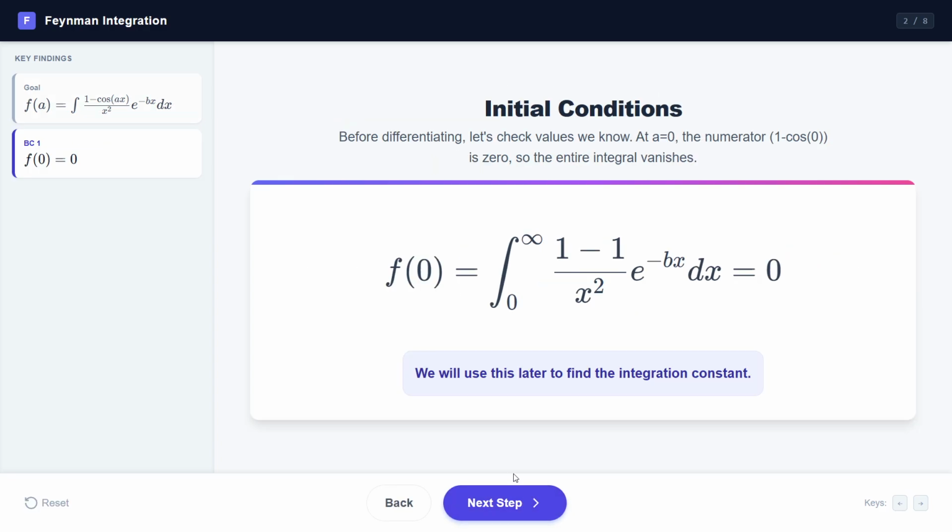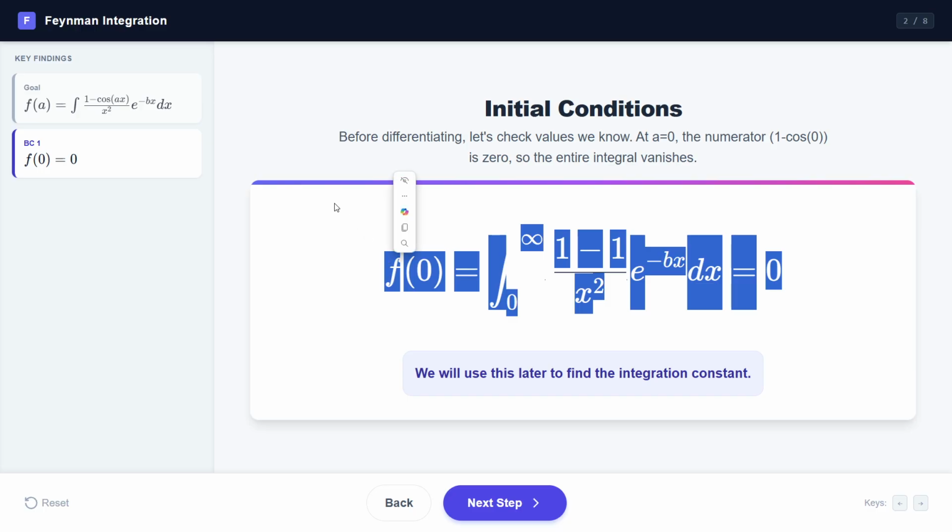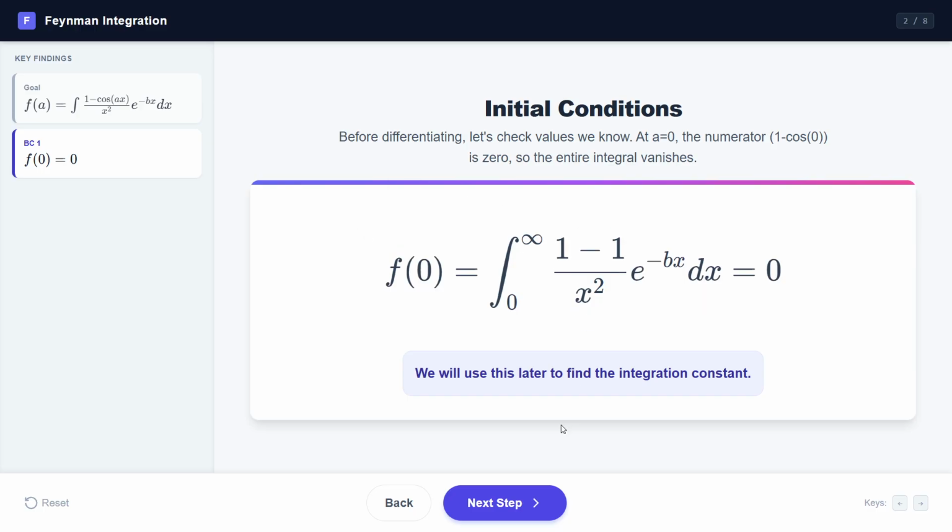All right. So before we do the technical first step, which is to differentiate under the integral sign, let's check for values we know. So at a is equal to 0, our original integral becomes this, and it evaluates to 0. All right, so we know f of 0 is equal to 0. So we jot that down over here.